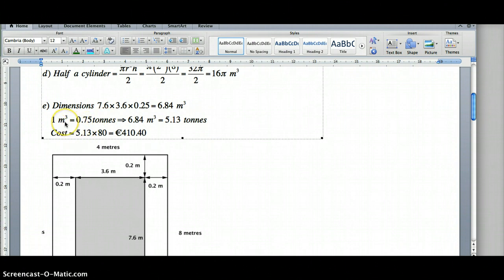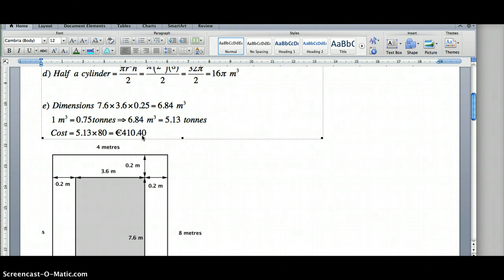Simple enough to work out the cost. 1 meter cubed is 0.75 tons, so for 6.84 meters cubed, just multiply both of those sides by 6.84, you get 5.13 tons. Each ton is €80. So you multiply 80 by 5.13, you get €410.40. Not so bad really, that one.